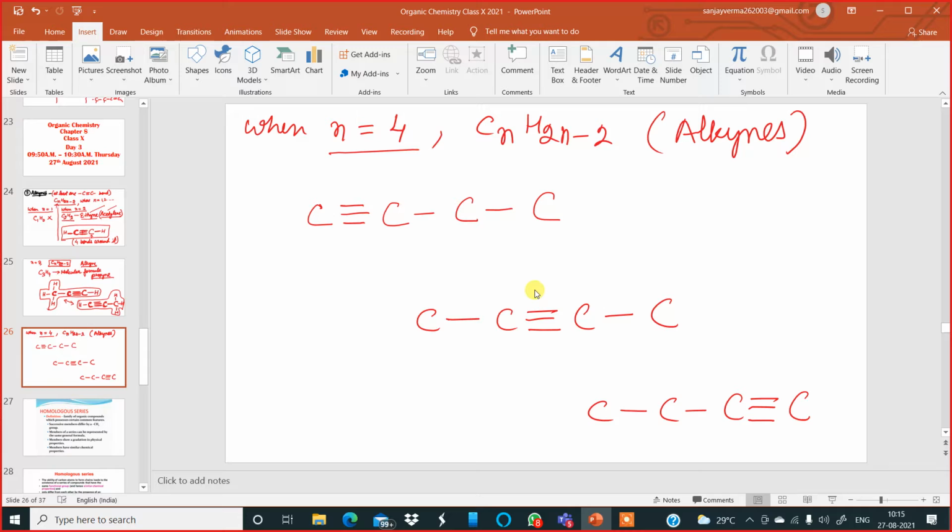Now if you look at the first one over here, this carbon has three bonds already. It needs one more bond, so I give one hydrogen over here. The second carbon already has 1, 2, 3, and 4 bonds, so no need to give any hydrogen. The third carbon has two bonds on either side, so I need to give two more hydrogens over here, this way. The fourth carbon has one bond, so I need to give three more hydrogens to satisfy its valency. So this is the structural formula of the alkyne whose name is butyne.